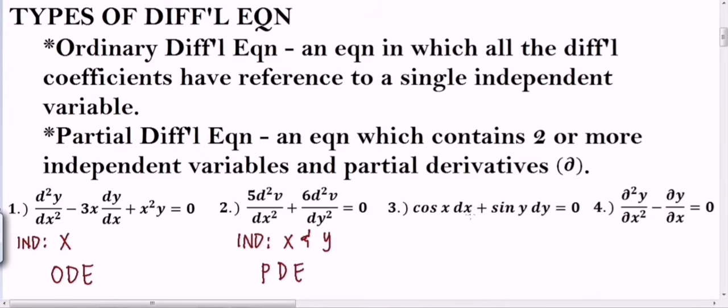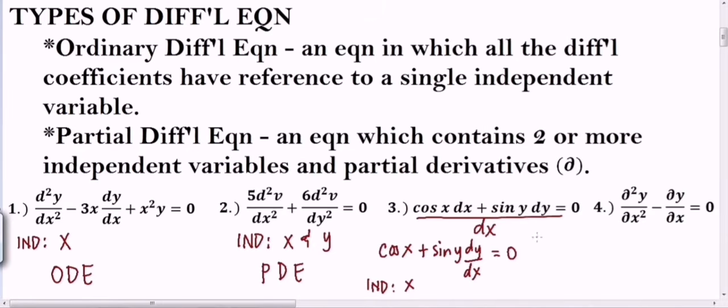So, ito, pwede nating i-divide sa dx or pwede nating i-divide sa dy. Pag dinivide ko ito sa dx, katulad niyan yung kaninang example. So, magiging cosine x plus sine y dy over dx is equal to 0. Kapag pipili lang kayo ng isa, guys. Okay, so pipili lang kayo ng isa. Ang pinili ko, dx. Pag dinivide ko yan sa dx, ang magiging independent ko dyan is x lang. So, may isa lang. Okay?